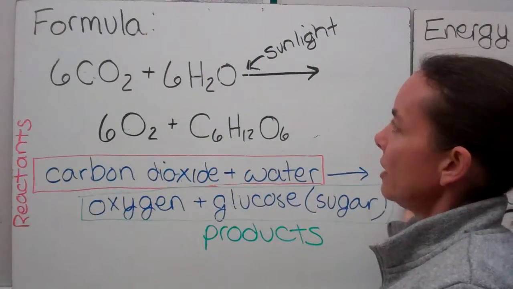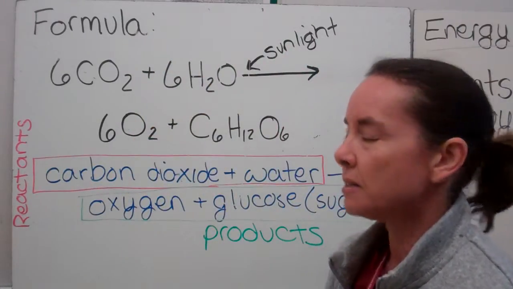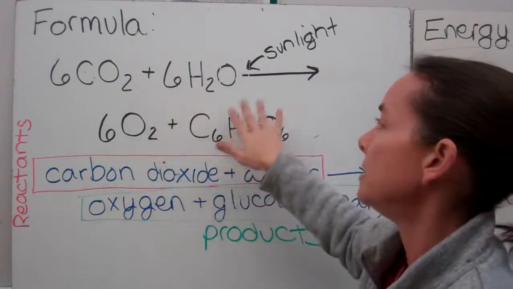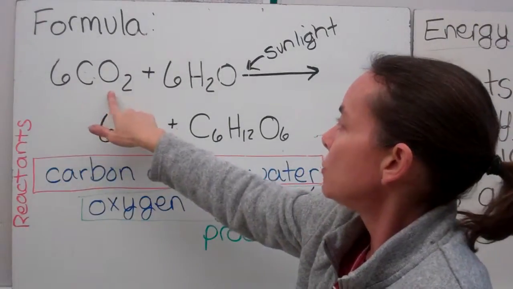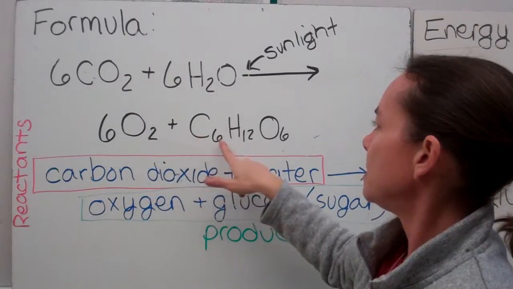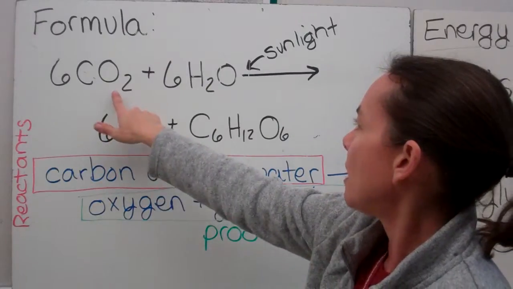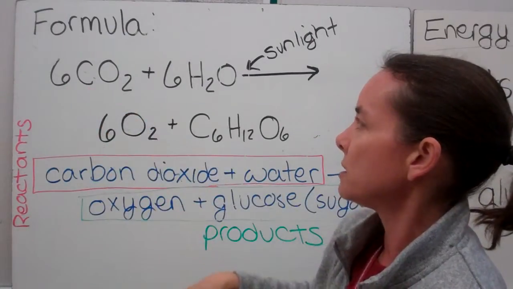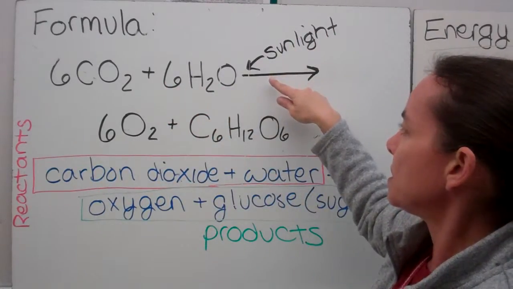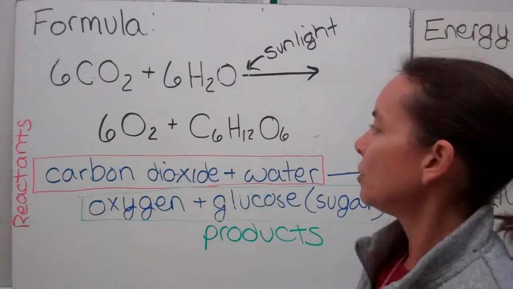Okay, the formula for photosynthesis. It looks kind of like fancy science stuff, but it's pretty simple, and you probably already know this even if you haven't really thought about it in these terms. 6 CO2 plus 6 H2O yields 6 O2 plus C6H12O6. So what does that mean in real words? 6 molecules of carbon dioxide, plus 6 molecules of water, when combined with energy from the sun, yield 6 molecules of oxygen and a molecule of glucose.